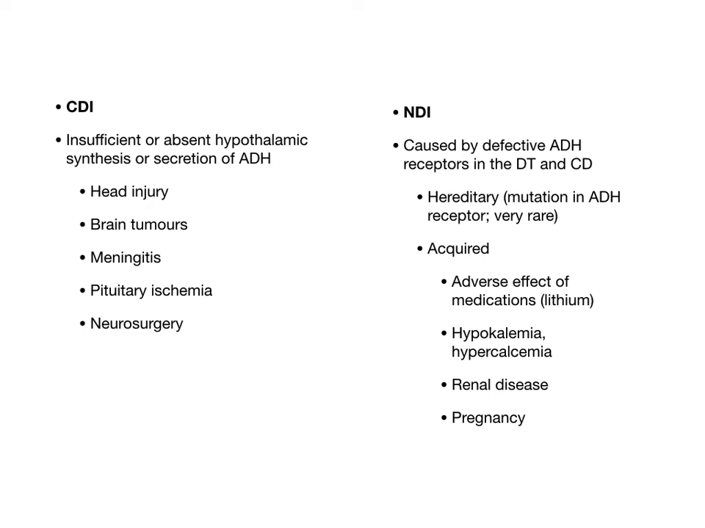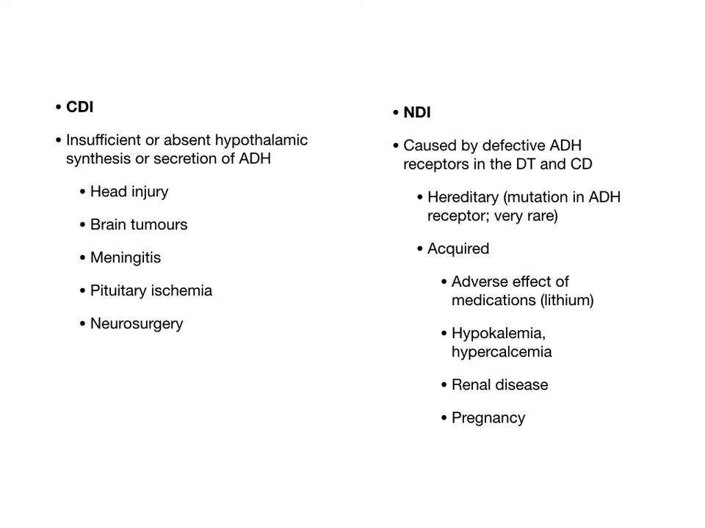In nephrogenic diabetes insipidus, there is a problem at the receptor level. It may be hereditary or it may be acquired. Hereditary means that there is a mutation in the ADH receptor and it's very rare, and the receptor is malfunctioning. Acquired causes are pregnancy, some renal disease, and because of the adverse effect of some medication, the receptor can be impaired. So that is basically the problem at the receptor level.